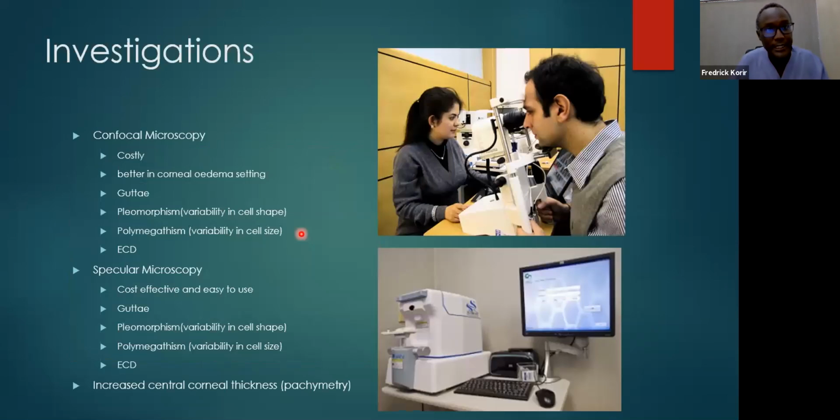So how do we investigate Fuchs dystrophy? You can do a confocal microscopy, as you can see here. And this is just a microscope, basically.